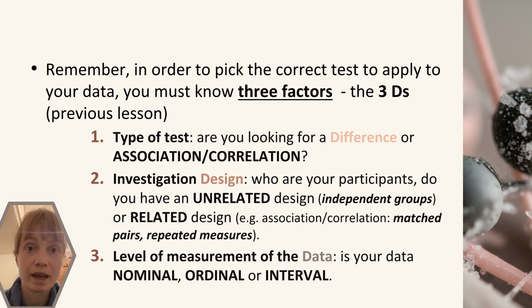So just to briefly recap from the previous lesson, to select the right test, you always ask, which type of test is it? Are we looking for a difference or an association or correlation? What is the design? Is it a related design, so repeated measures or matched pairs or correlation, or an unrelated design, which would be independent groups? And what is the data? What's the level of measurement: nominal, ordinal, or interval? These 3 factors work together to lead you to the correct test. It's like a decision tree.